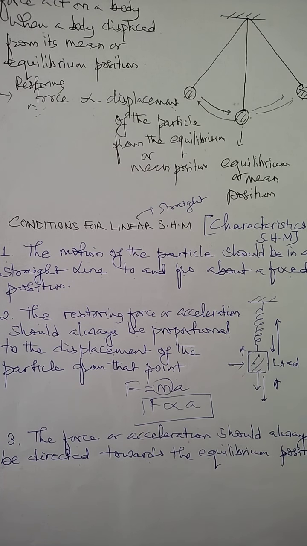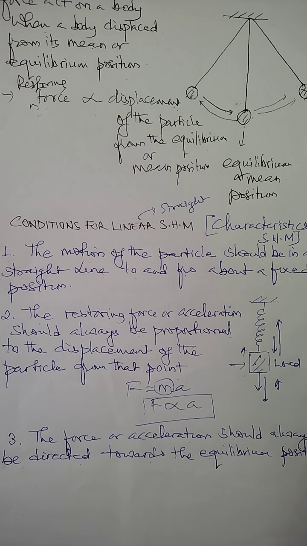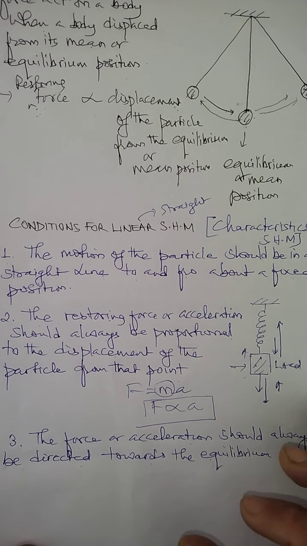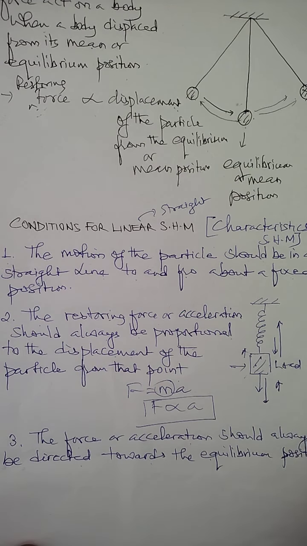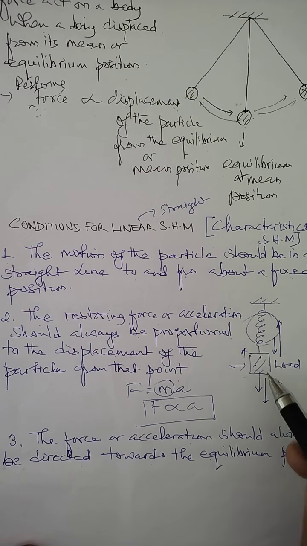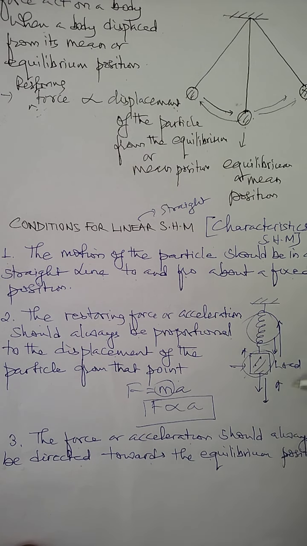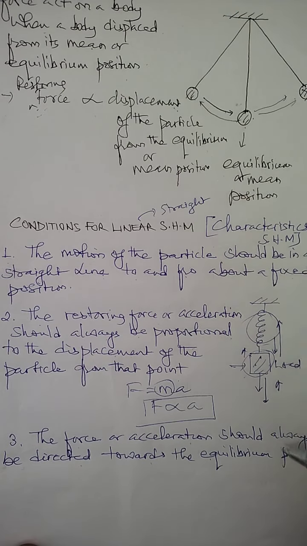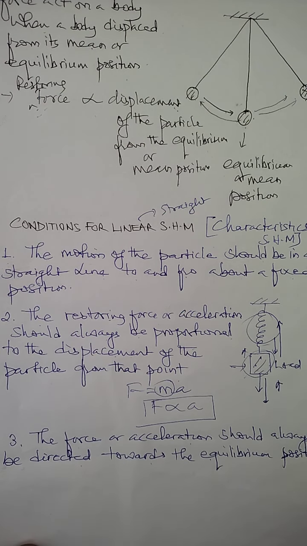Now with these conditions, we have a number of examples of simple harmonic motion. There are many examples, but out of many, let me highlight the ones which are common in our everyday life. One example is the vibration of a body attached to a spring. This is a spring, and this is a body or load connected to the spring. When the body vibrates, or has to and fro or oscillatory motion, this type of motion is also called simple harmonic motion.